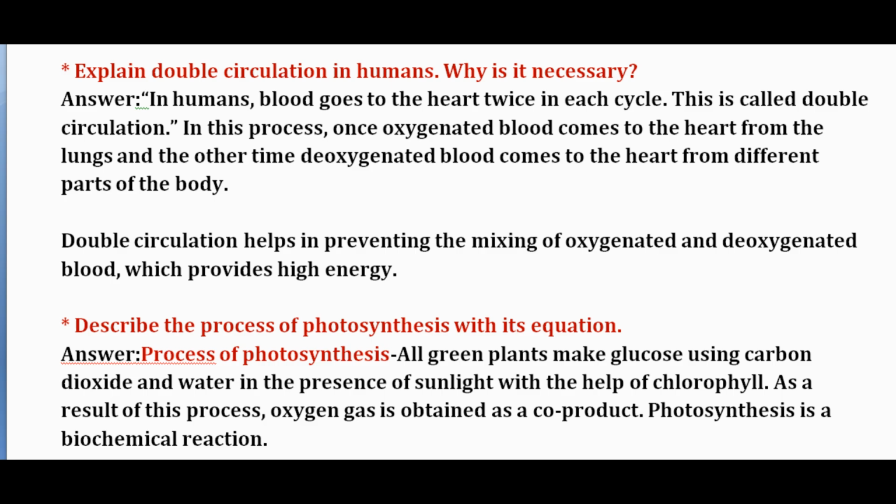Next is, explain double circulation in humans. Why is it necessary? In humans, blood goes to the heart twice in each cycle. This is called double circulation. In this process, once oxygenated blood comes to the heart from the lungs, and the other time deoxygenated blood comes to the heart from different parts of the body. Double circulation helps in preventing the mixing of oxygenated and deoxygenated blood, which provides high energy.